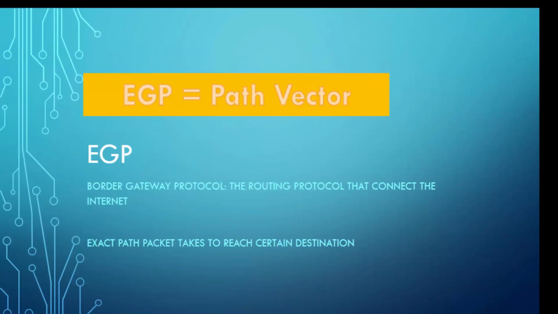BGP stands for Border Gateway Protocol, the routing protocol that connects to the internet. That's very important because of that. But we are going to barely see only a couple of things about BGP. The path a packet takes to reach a certain destination is going to be the metric over there.